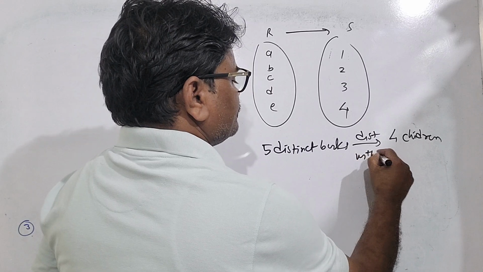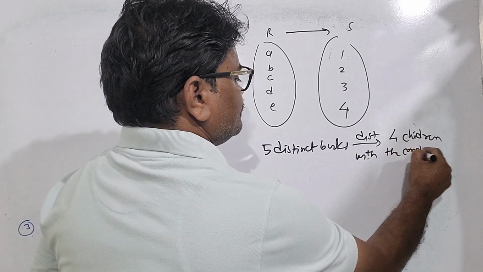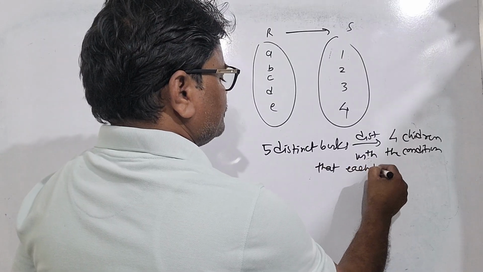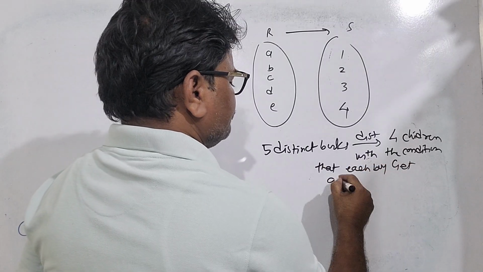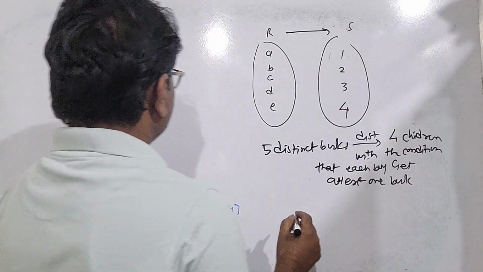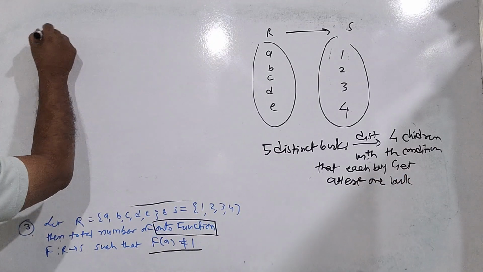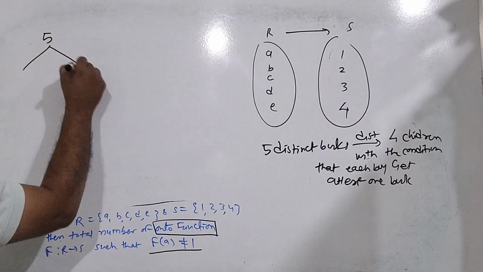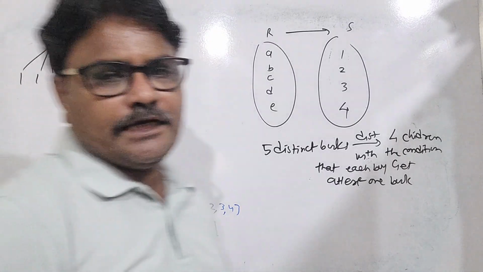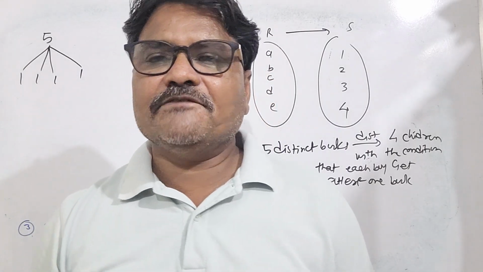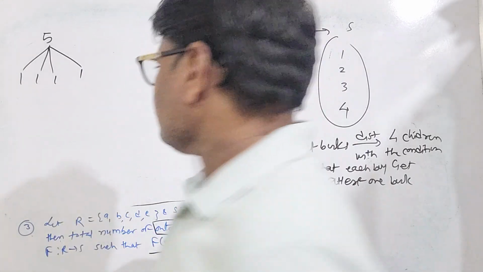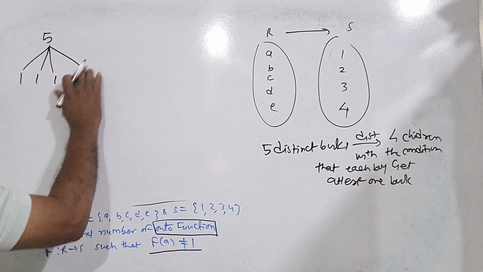we have to distribute among 4 children with the condition that each boy gets at least one book. So how will we do? We can do it like this. This is 5. We can give 1, 1, 1, 1 to each boy. But still we have one more book. That one more book has to be given to any one of them. Say I am giving it to 2.